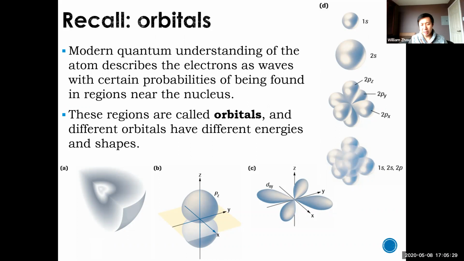The d orbitals have four lobes, and all of those lobes belong to the same orbital. We're not going to concern ourselves much with the d orbital today. Mainly, we will focus on the s and the p orbitals. In figure D to the right, you can see a combination of 1s, 2s, and 2p orbitals. If you combine all of them together, you get that messy blob. Those are the superpositions of all of these orbitals together.